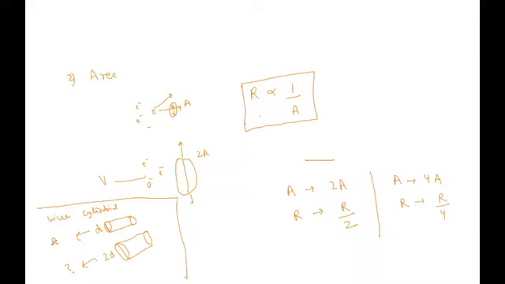Will it double? Will it quadruple? Will it be half? So your options are: will it be 2R? Will it be 4R? Will it be R by 2? Or will it be R by 4? Can you do that for me? Take your time.